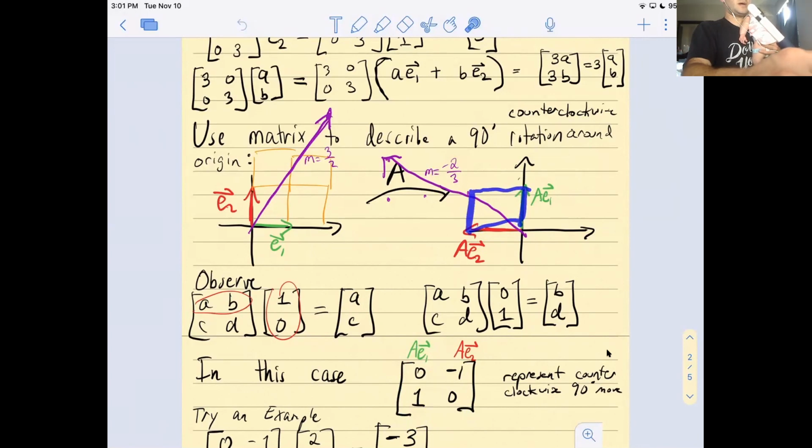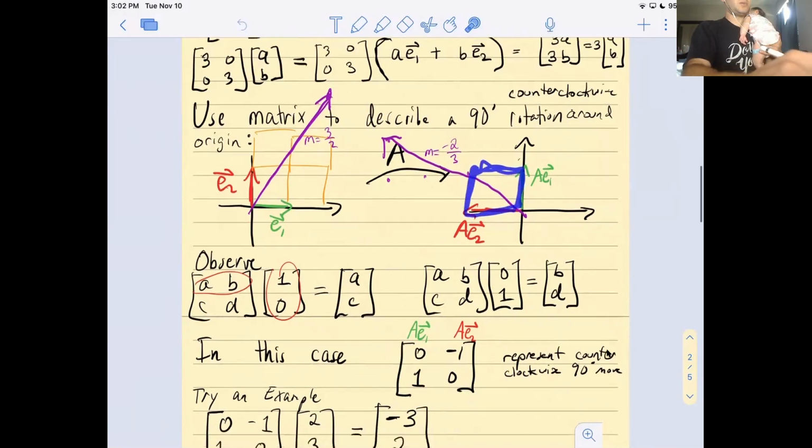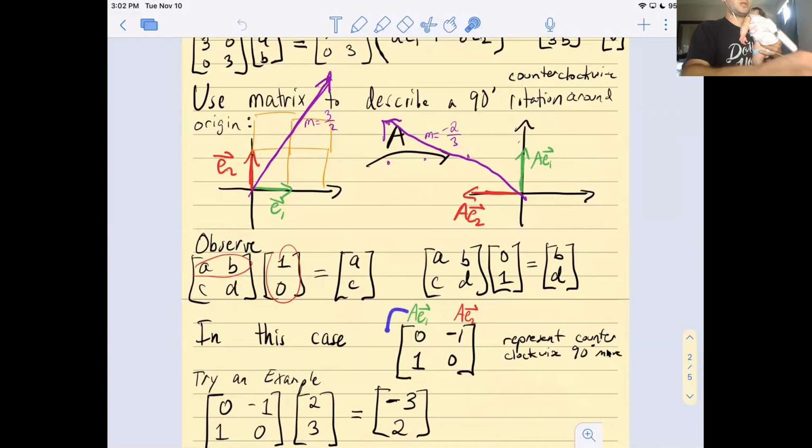It's just a square. What's the area of the new square? Has the area changed at all after we rotate? The area is still one. Let's explore this. Let's just check out what's the determinant of this expression? Can anyone tell me the determinant of this matrix?